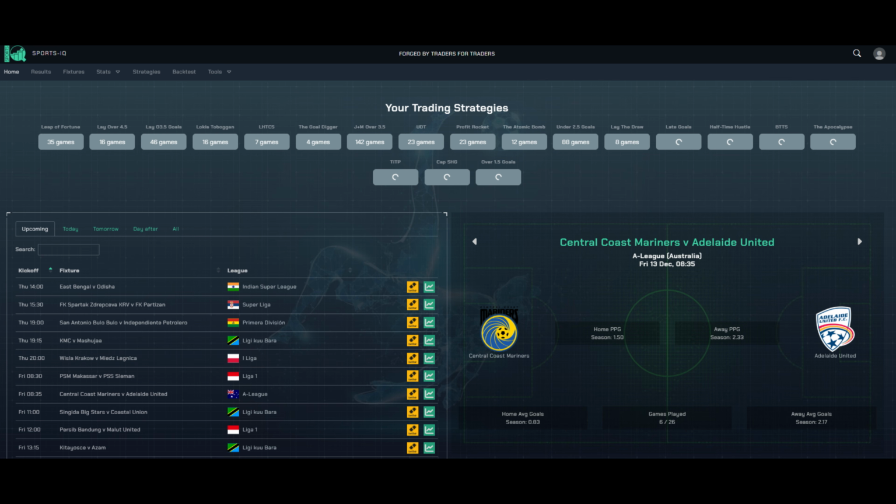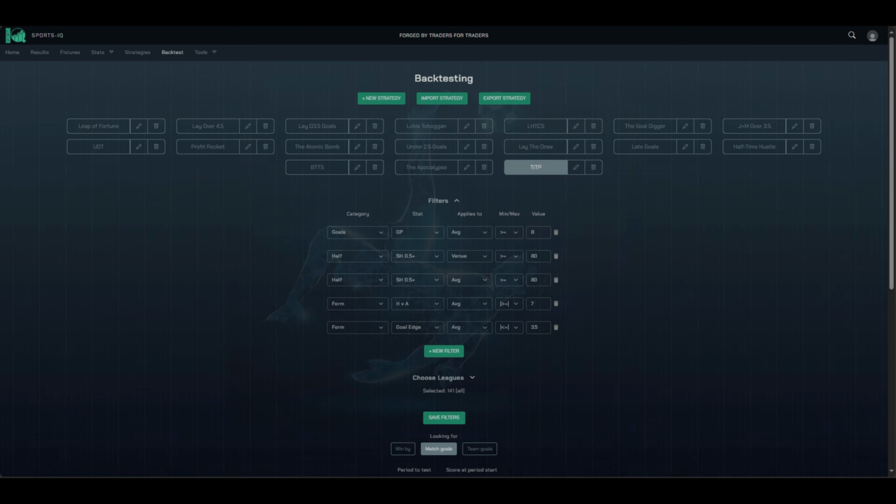Now, before getting into some live examples, let's first take a look at the filters and backtest using these filters. The filters I have set up on Sports IQ are looking for goals. If we start off looking for 1 goal, we break even, then this is where we need to start. The filters I have selected are GP for games played, and as a standard, we are setting this to 8 to give us enough information to make the filter relevant.